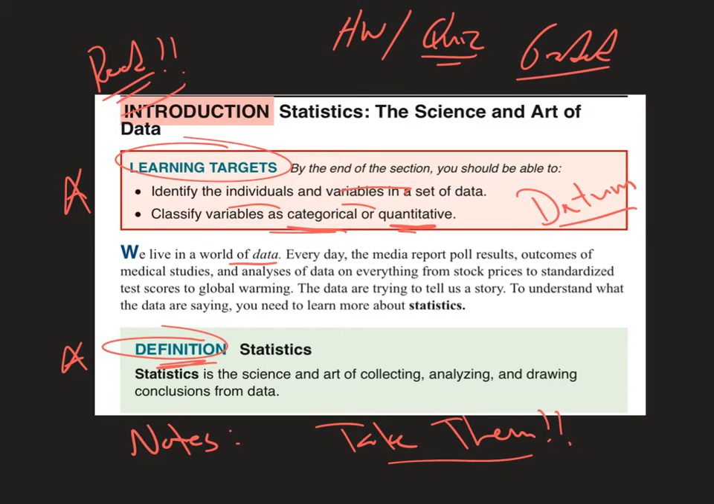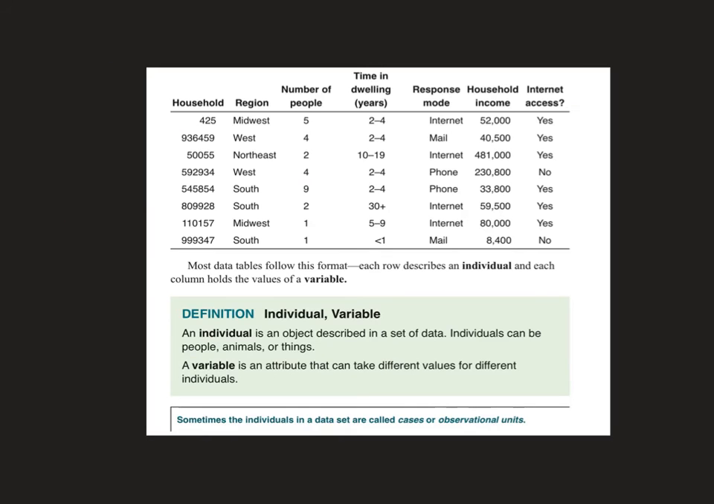Go through, grab the definitions, and then write down some questions. If you're not sure what you read, write down a question. Put it off to the side. Again, here's another definition. So we have individuals, right? What is an individual? It is an object described in the set of data, right? Individuals can be people, animals, or things. Sometimes individuals are referred to as observational units, okay? So it's very scientific, right?